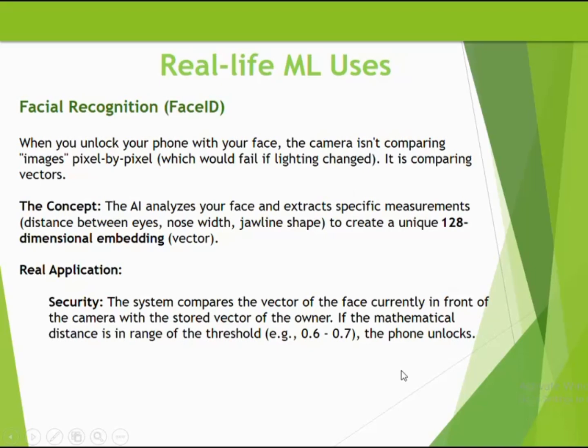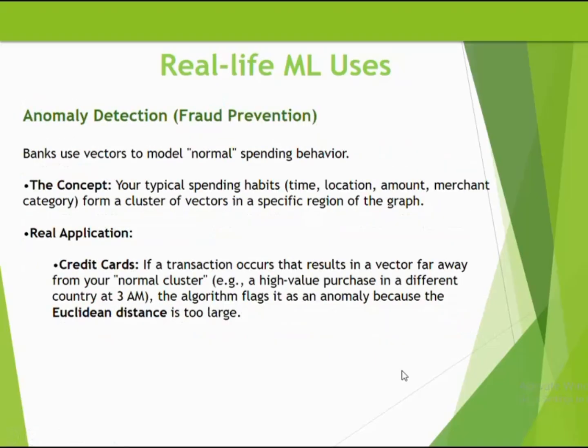Now, what exactly is the concept? As I said, the AI analyzes our face, extracts specific measurements like the distance between eyes, nose width, jawline shape to create a unique 128 dimensional embedding, which is actually a vector. And where is it used? Security systems, right? That is the best example. The system compares the vector of the face currently in front of the camera with the stored vector of the owner. And if the mathematical distance is within the range of the threshold, let us say 0.6 to 0.7, the phone will unlock. So this is another real life use case.